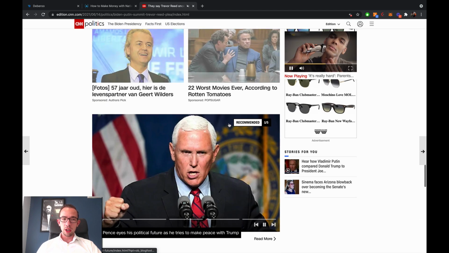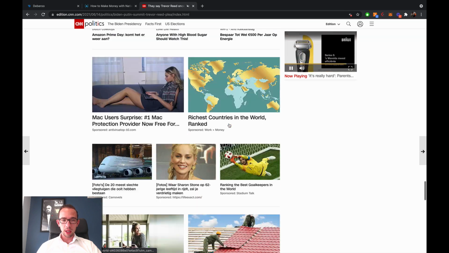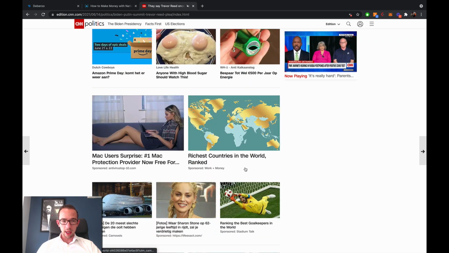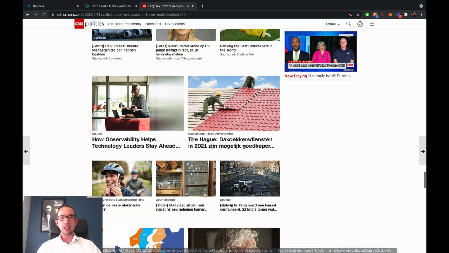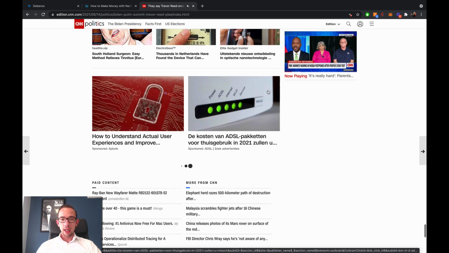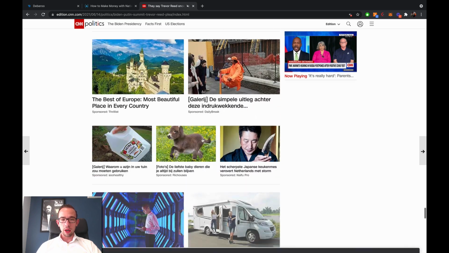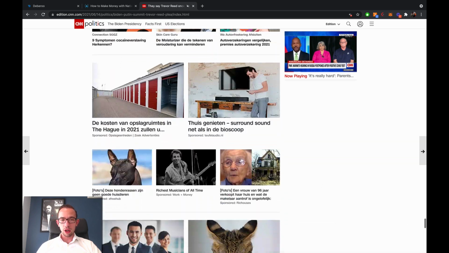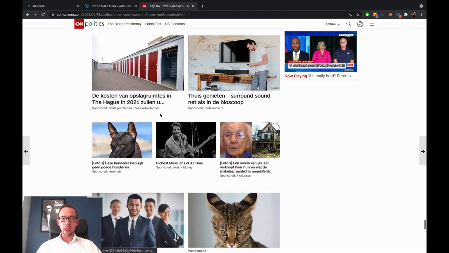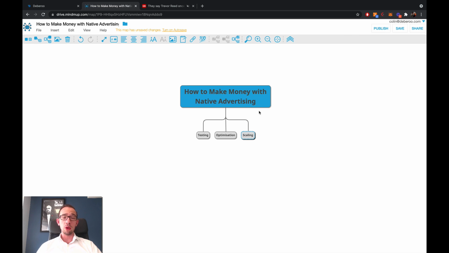Display ads, but we need to scroll to the bottom, and then probably in here somewhere we'll find some ads. So this is a native ad. This is a native ad. So as you can see, it blends in with the content. That's why it's called native ads. And here you have more native ads. You just saw it says sponsored by Outbrain, which is basically paid content blended in with normal content.